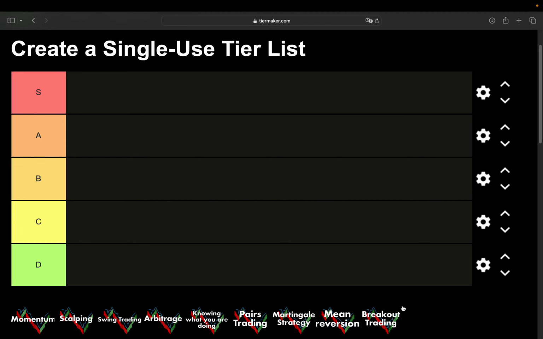Let's relax and sort trading strategies into a tier list. What do we have? We got momentum, scalping, swing trading, arbitrage, knowing what you're doing, pairs trading, martingale, mean reversion, and breakout. So let's get started. By the way, I hope you have as much fun as I had making this video, and take it maybe with a grain of salt, by the way.